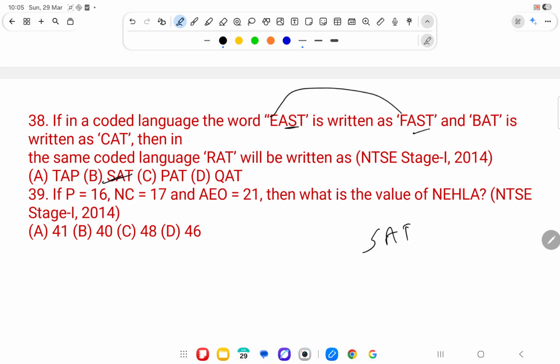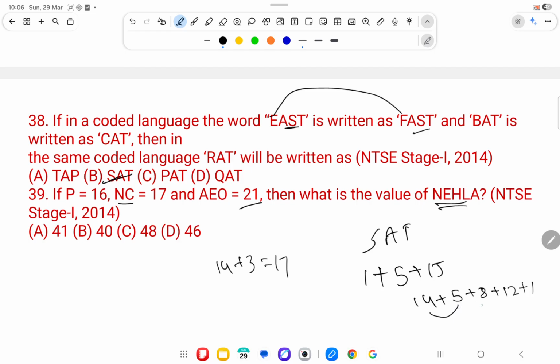Then if P is equal to 16, yes actually P is 16, N is 14, C is 3, that is 17. Then AEO, A is 1, E is 5, O is 15, which is 21. Then what is the value of NEHLA? N is actually 14 plus 5 plus 8 plus 12 plus 1. Add all this. 19 plus 8, 27. 27 plus 12, 39 plus 1, 40. So this is our answer.